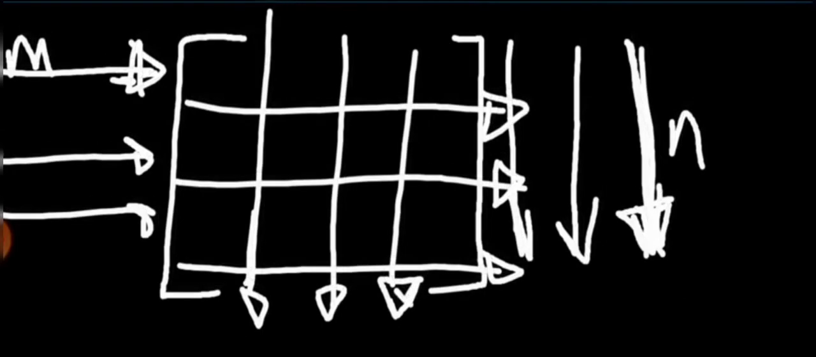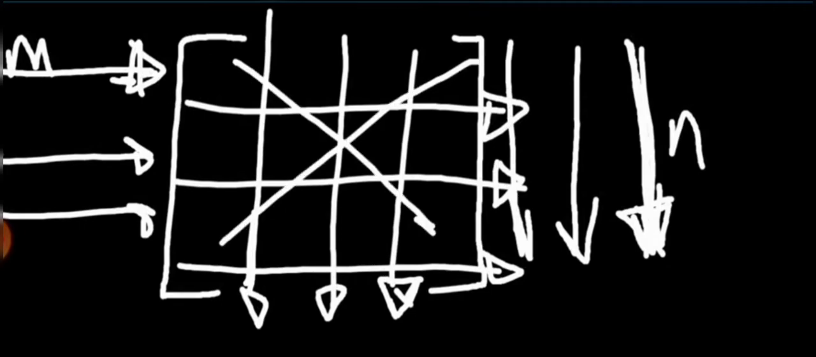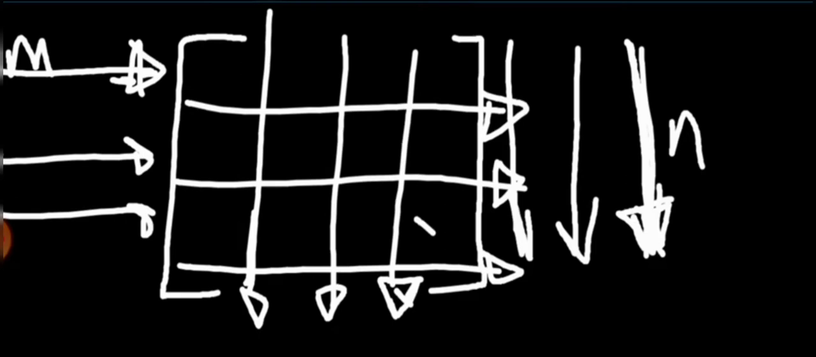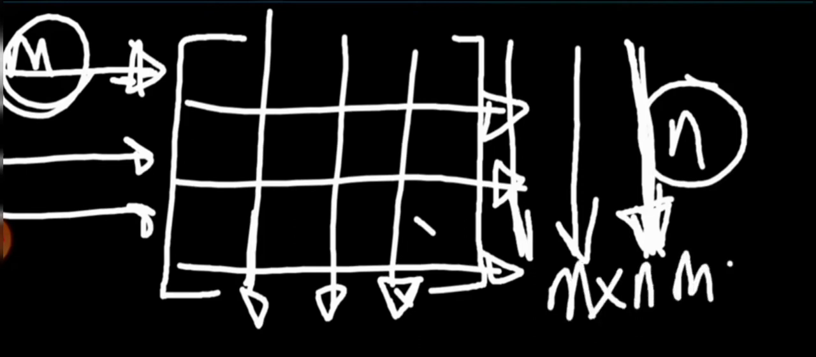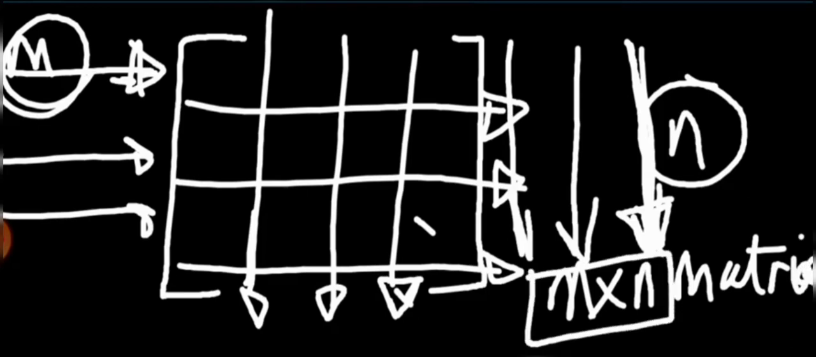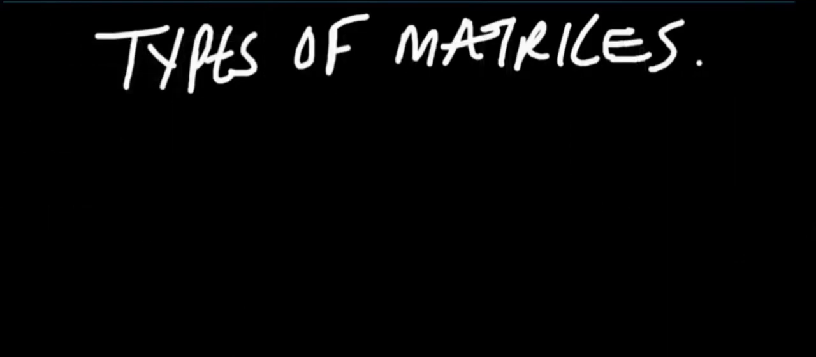So let's move on. How do I name a matrix? If I'm given a matrix, let's say this matrix, how do I name it? I just need to count the number of rows, which we have seen as m, and then count the number of columns, which is n, and then I have an m by n matrix. This m by n is called the dimension of the matrix.